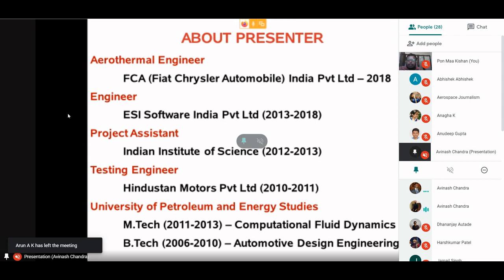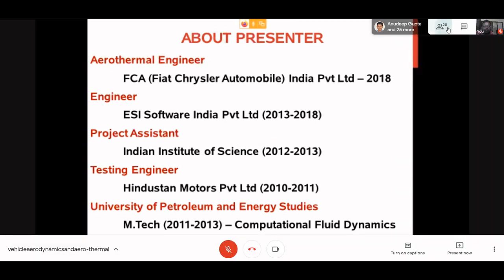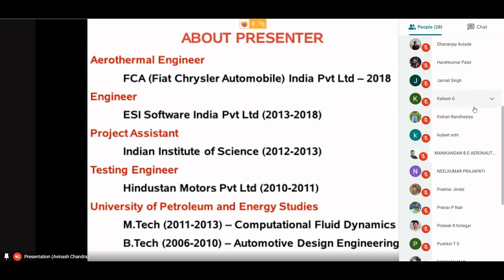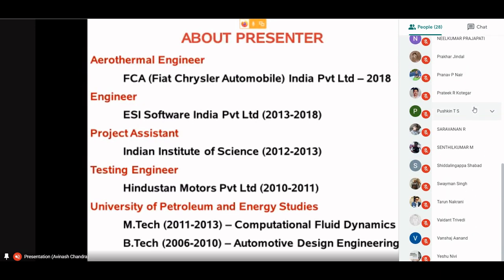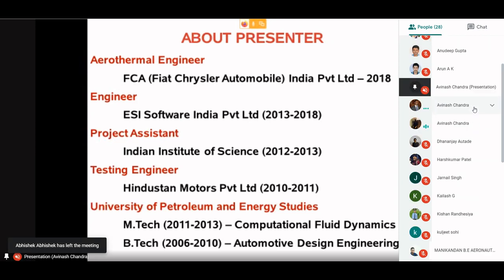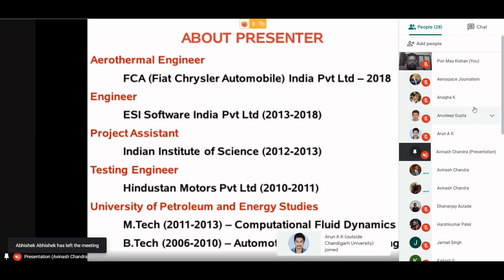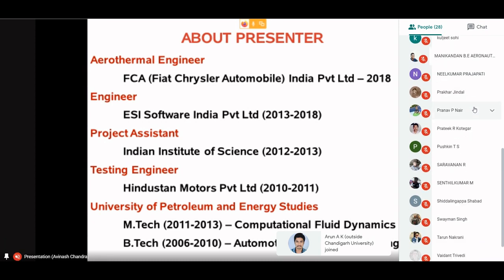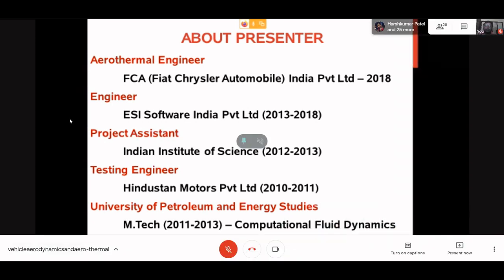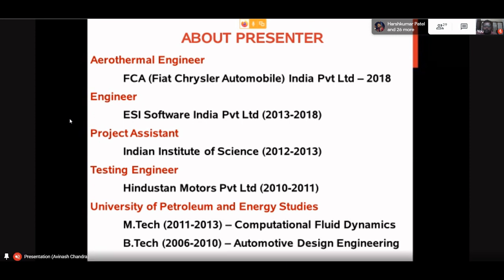Before that, I was working as a testing engineer at Hindustan Motors. My responsibility was to take the vehicle out and do the torture track test and mileage test. I completed my MTech in computational fluid dynamics and BTech in automotive engineering from the same university, the University of Petroleum and Energy Studies.